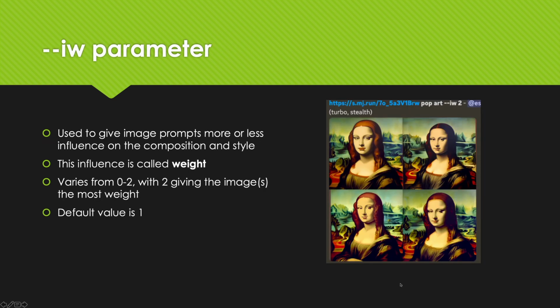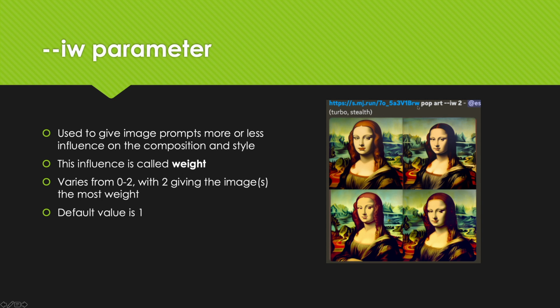There's also the image weight parameter, which is --iw. And you can use this to give image prompts more or less influence on the composition and style. So if you've got an image prompt and a text prompt, you can give the image more weight by using this parameter. The values vary from 0 to 2, with 2 giving the image the most weight and 0 giving it none. The default value is 1, where it essentially has about the same weight as the text prompt.